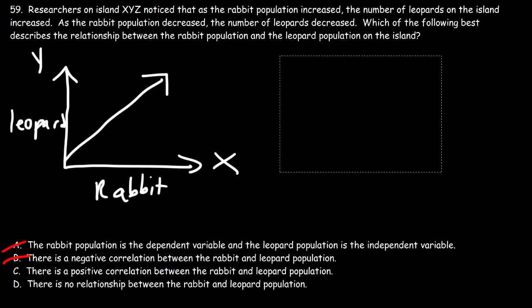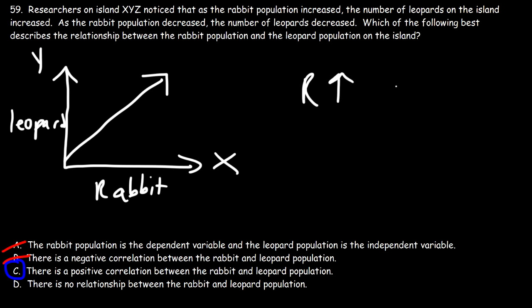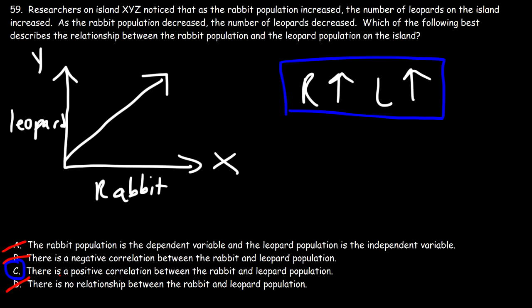Now what about answer choice C? There is a positive correlation between the rabbit and leopard population. This is true. A positive correlation is the same as the direct relationship. As the rabbit population goes up, the leopard population goes up. And so that indicates a positive covariation. Now we can eliminate answer choice D, which states that there is no relationship between the rabbit and leopard population, because in answer choice C, we did establish a relationship. So answer choice C is the correct answer for this problem.